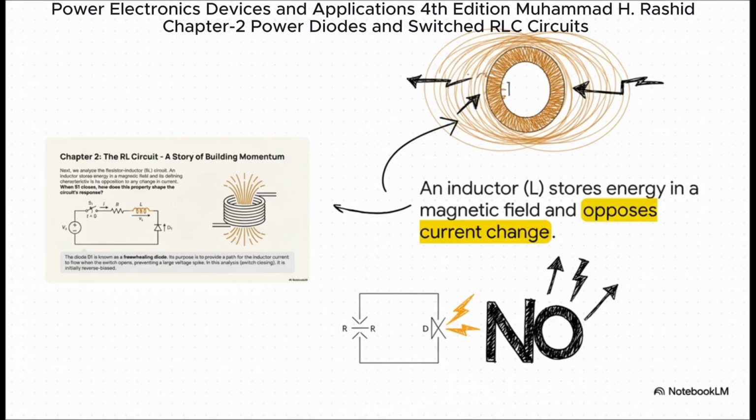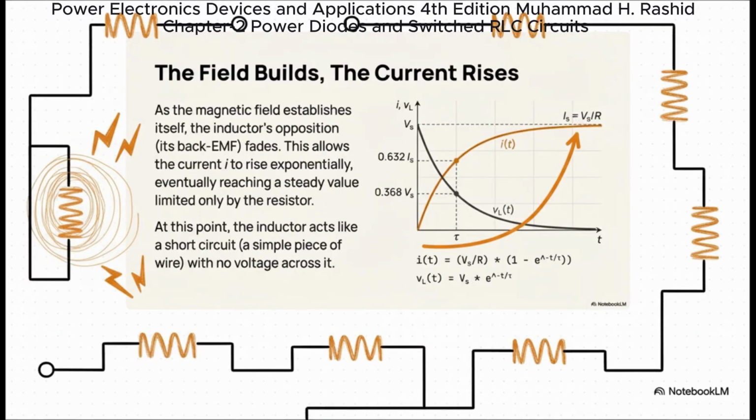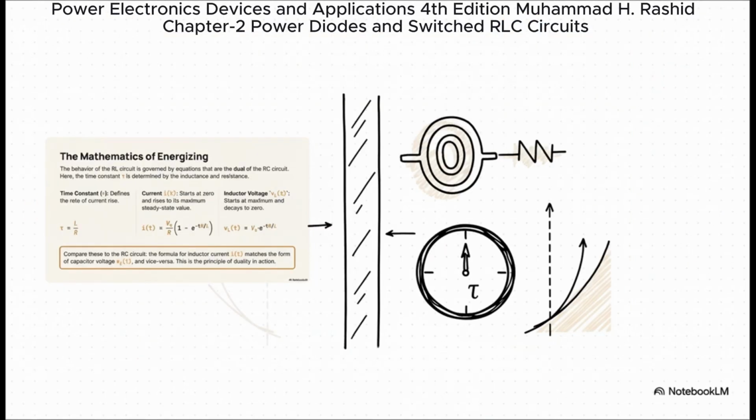So, what do you think happens when we slam that switch shut and try to force current through it instantly? Well, unlike the capacitor, the inductor initially blocks all current. It's like, nope, not happening. But as its magnetic field slowly builds up, it gradually gives in, allowing the current to rise until it eventually just acts like a simple piece of wire. This is a brilliant illustration of that. The inductor's opposition, its back EMF, just fades away over time. And the math here is governed by a new time constant, tau, which is now L divided by R.